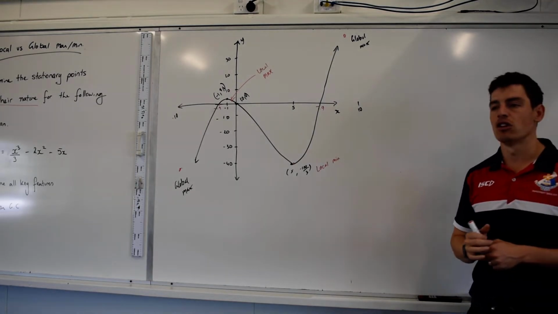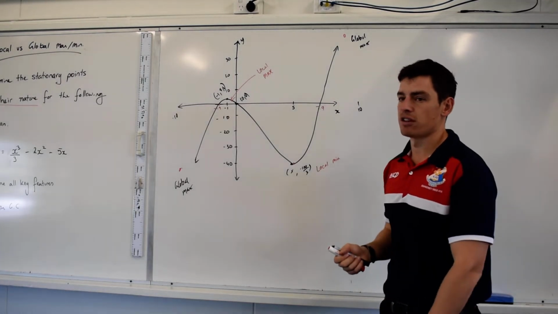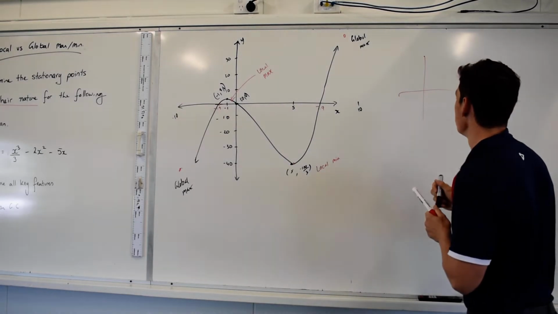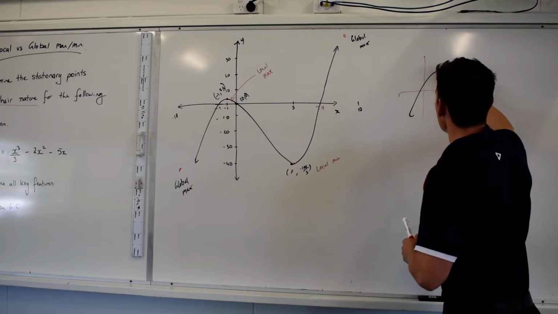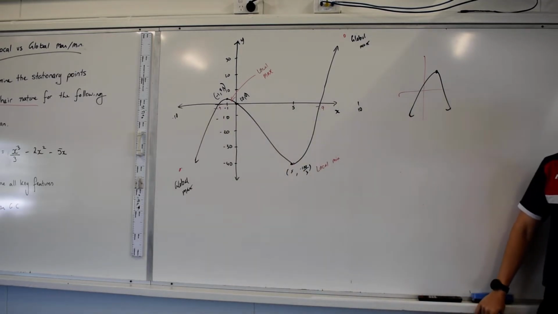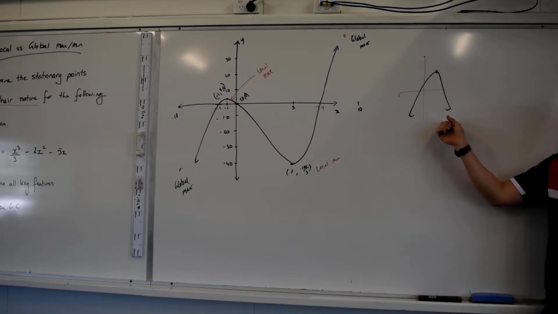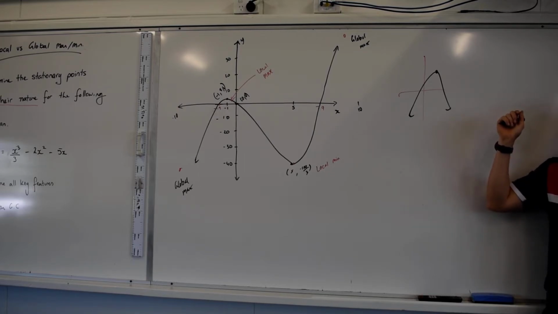Can anyone think of a function where the local max and the global max might be the same point? Parabola. So if I've got a function that looks like this, that point there is both my local and my global maximum. Sweet. So what functions will have a global and a local maximum? What polynomial order? That's order 2. What about 3? No good. What about 4? Will it have a global and a local max at the same point?